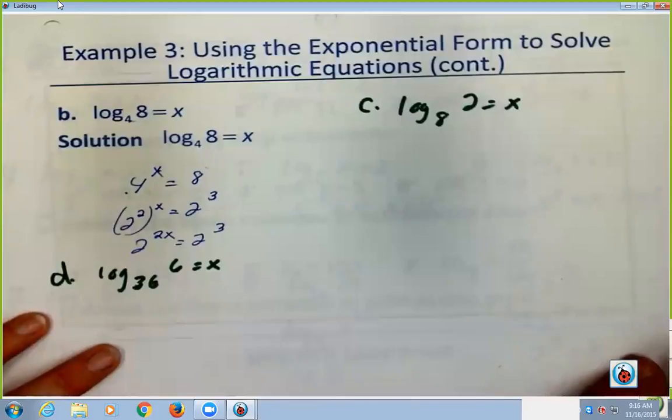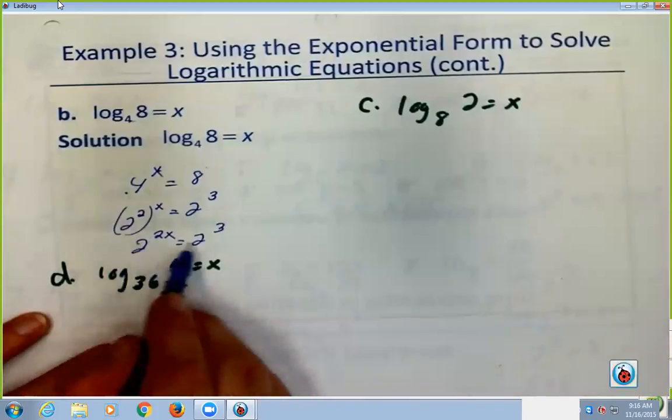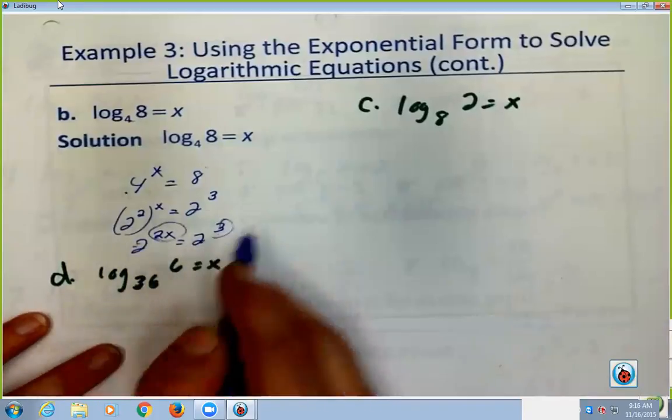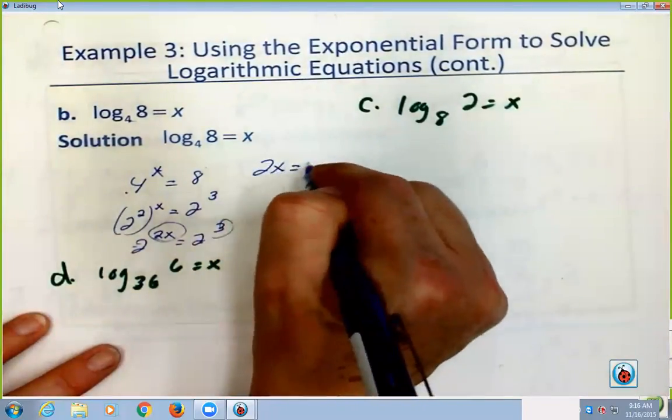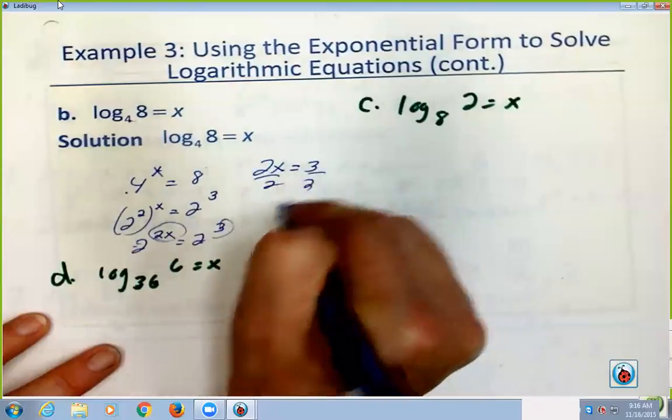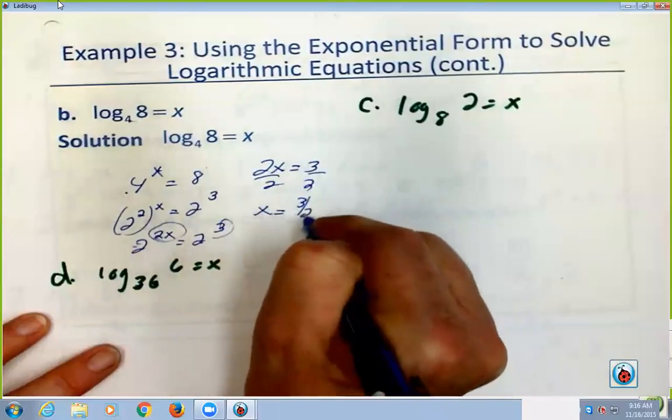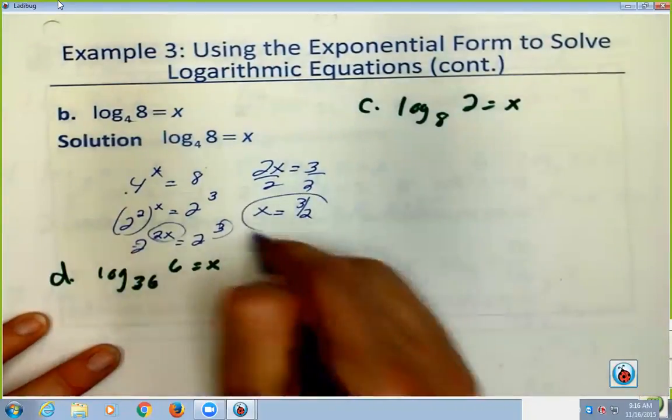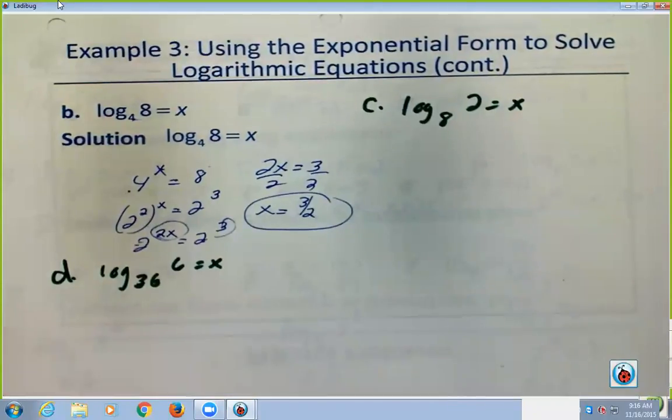These are a little tricky sometimes. If the bases match, set the exponents equal to each other. So 2x equals 3, divide by 2, and we find x is 3/2. So that's my solution. Now these are exact. This week on Wednesday, we're going to find out what they are in our calculators. So our calculator is going to do some of our work for us. But these are exact, so we want the exact answer with that one.